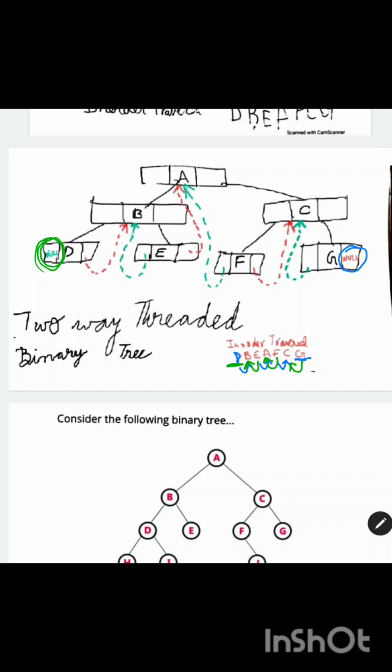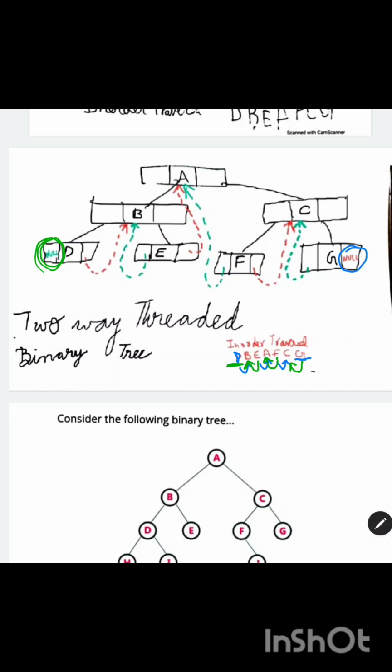E is pointing to B, the left of F is pointing to A, the left of G is pointing to C. So this is a two-way threading where we have replaced both the null values with threads. The left children which were null are replaced with the green threads, and the right children which were null are replaced by the red threads.